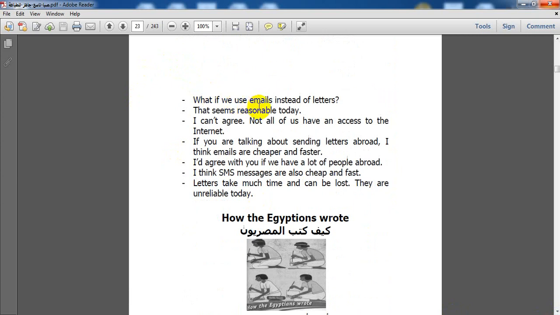What if we use emails instead of letters? That seems reasonable today. I can't agree. Not all of us have an access to the internet. If you are talking about sending letters abroad, I think emails are cheaper and faster. I'd agree with you if we have a lot of people abroad. I think SMS messages are also cheap and fast. Letters take much time and can be lost. They are unreadable today.